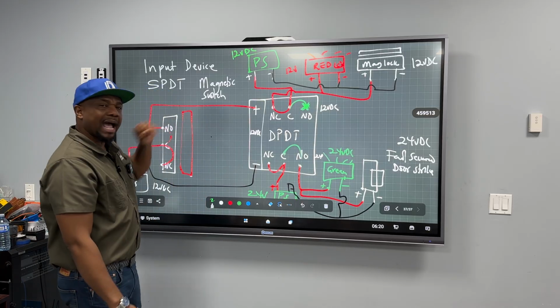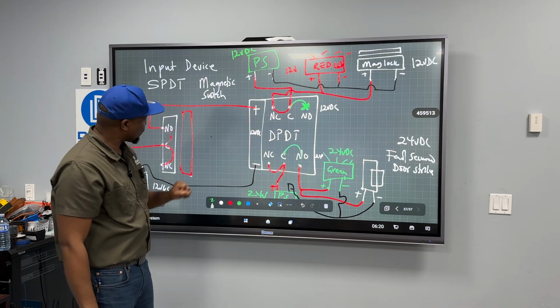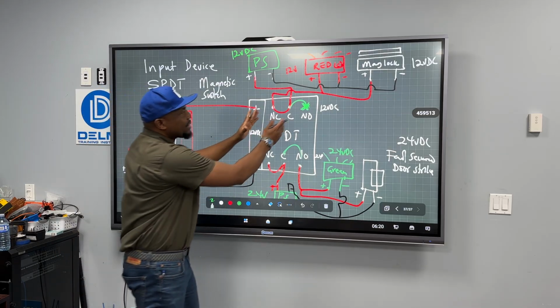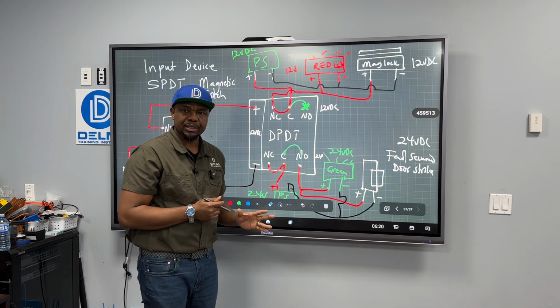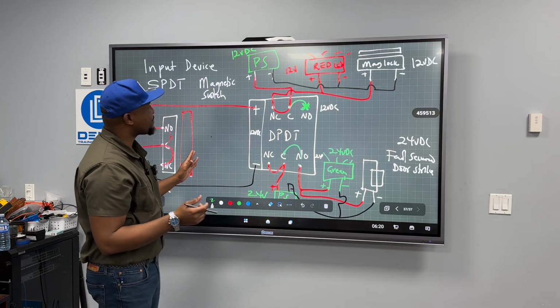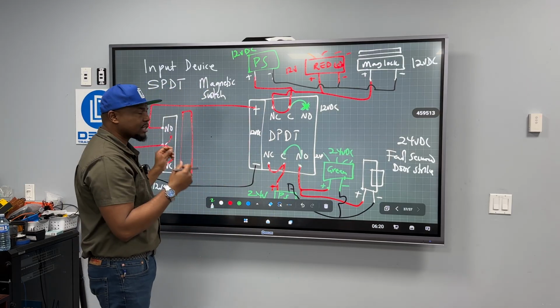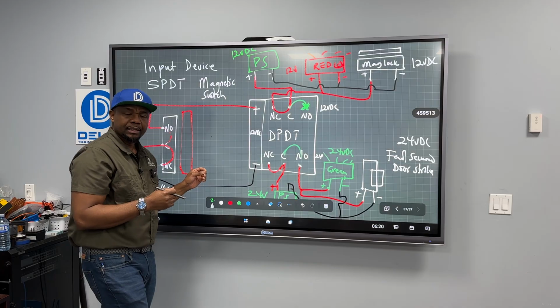When I take this away, now everything is going to switch back to the way it was. So these are just a few examples that you can use. Any questions?